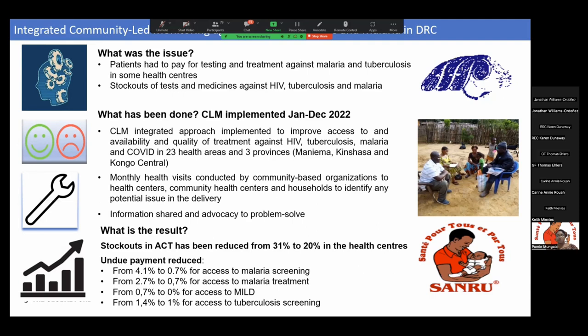We also saw that the lack of entrants were also reduced from 31% to 20% in health centers in the 10 zones of Maniema province. The main challenge that we had is the sharing of information. Up to now, we haven't done digitalization, and we are seeing how to actually use digital tools.